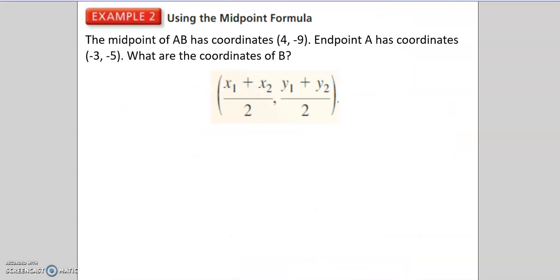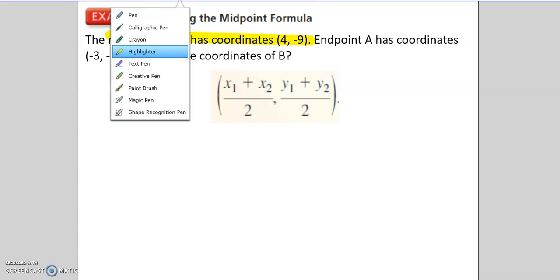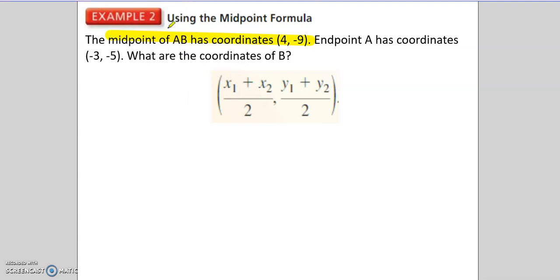The midpoint of AB has coordinates 4, -9. And the endpoint A has coordinates -3, -5. What are the coordinates of B? Okay, we can draw a little sketch here. I have no idea what this line segment looks like. I could just go A, the midpoint, B. What I know about it is the midpoint is 4, -9.